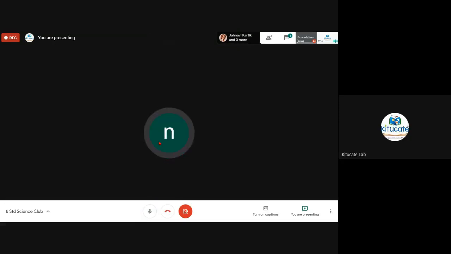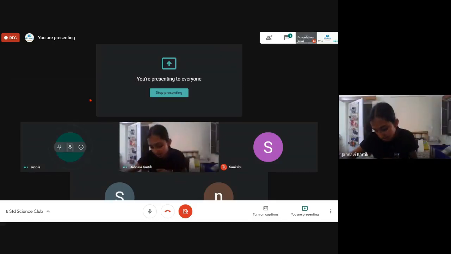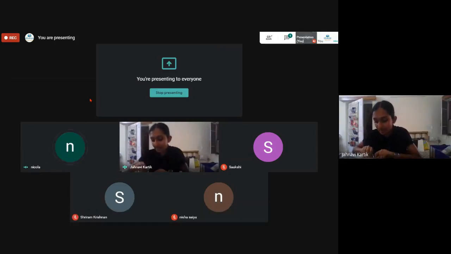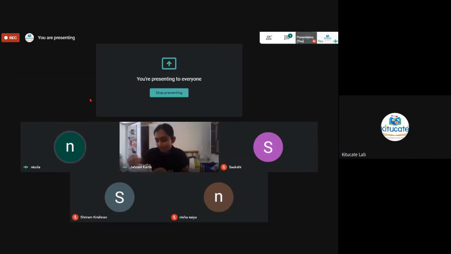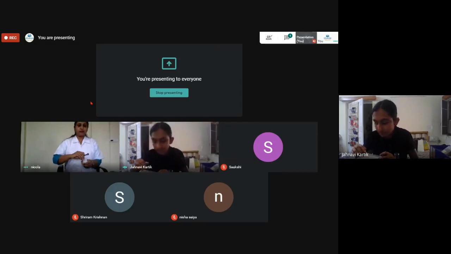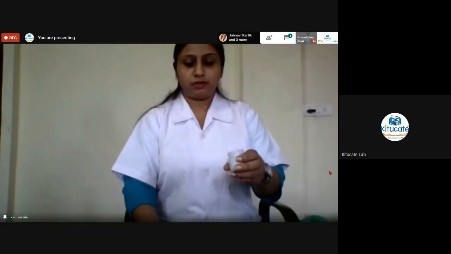Janvi, you can also try it simultaneously. If you have sodium hydroxide with you, that will be in a solid form. Sodium hydroxide is a very strong base, so don't touch it with your hands. Just put it from the bottle to the test tube directly. See how ma'am is doing it, and make a concentrated solution of sodium hydroxide.